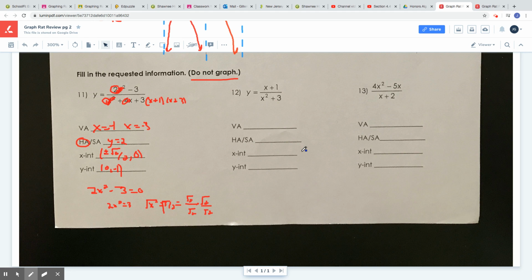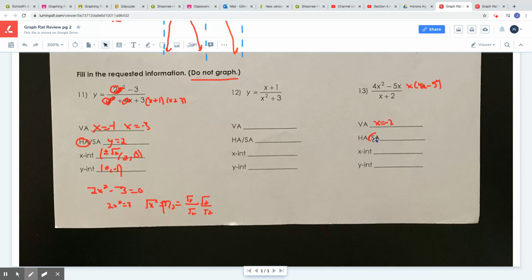All right. Now, 13. We have something that's larger on the top. So this is going to be probably a slant. We can try to take out an x, and that gives me 4x minus 5, which nothing cancels out, so it's definitely not a hole, so it will be a slant. We have a vertical asymptote at x equals -2.